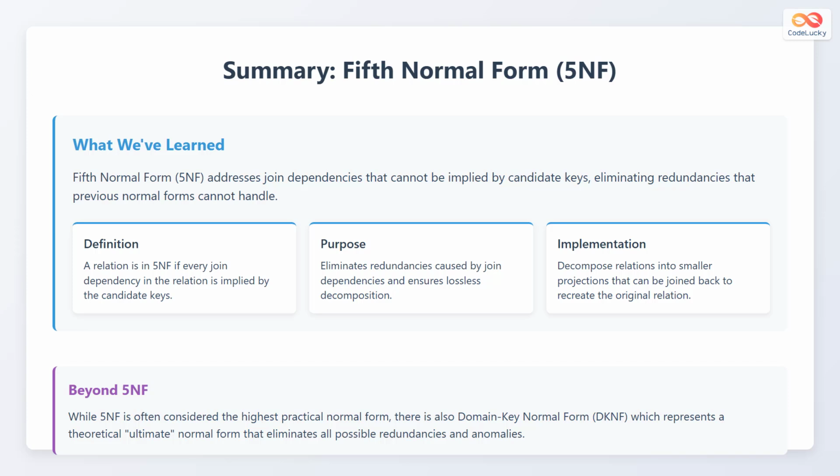While fifth normal form is often considered the highest practical normal form, there is also domain key normal form, which represents a theoretical ultimate normal form that eliminates all possible redundancies and anomalies.